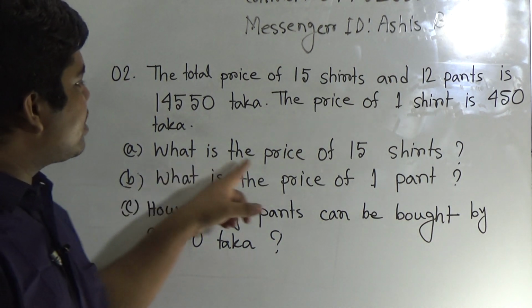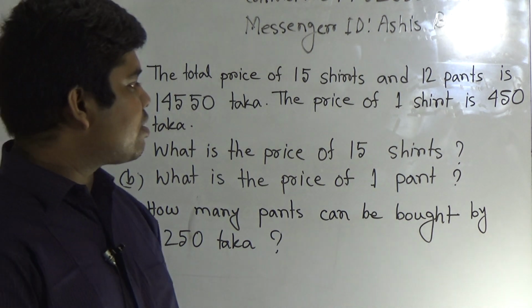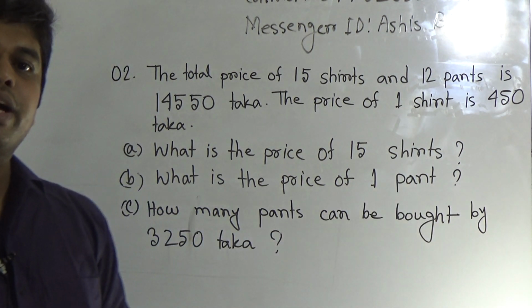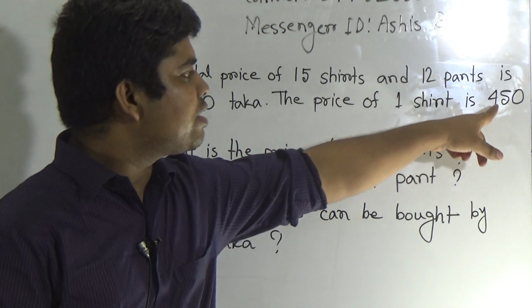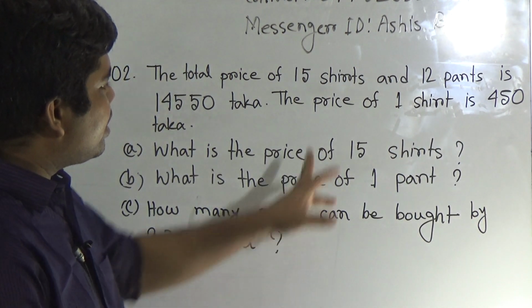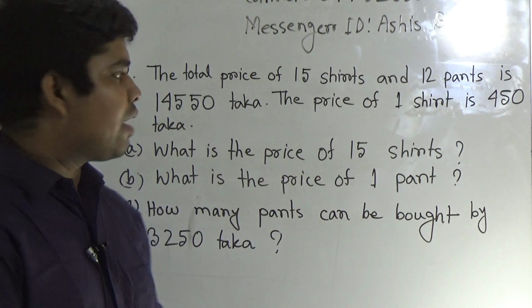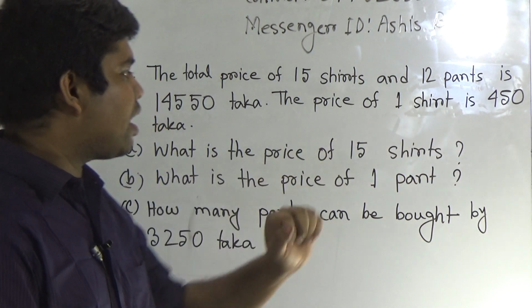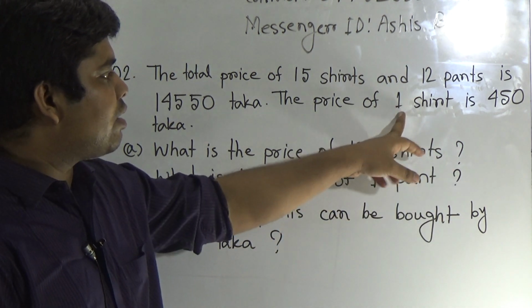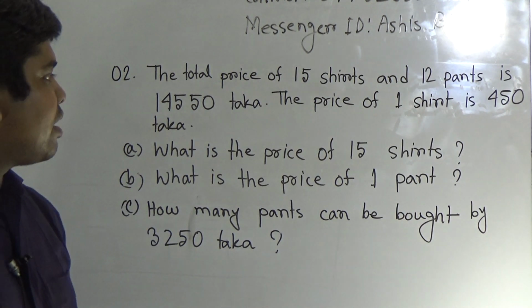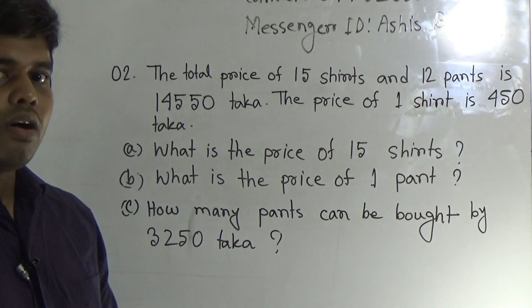So at first we make a plan for how to solve this math. Question number A, what is the price of 15 shirts? In order to find the price of 15 shirts, at first we need the price of one shirt, which is given in the stem. Notice, the price of one shirt is 450 taka. By using this information we can easily find the price of 15 shirts. As 15 is greater than 1, multiplication will happen. That means if we multiply 450 by 15, then we get the price of 15 shirts.